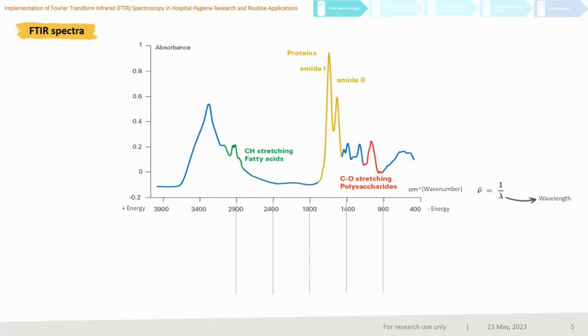Now we will take a closer look at the spectrum. The vertical axis represents the absorbance, while the horizontal axis represents the wave number. This wave number is the measure of the number of waves per unit distance, typically expressed in centimeters, and it is inversely related to the wavelength of the light. This parameter is directly proportional to the energy, meaning that higher energy corresponds to higher wave number.